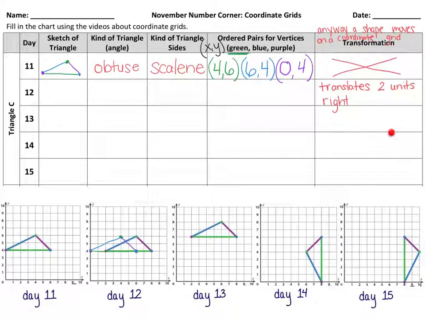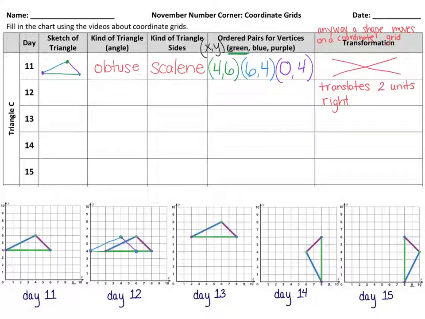I'm going to help you with the transformation. So, just like before, we have to take our points from day 12 and plot them on the day 13 coordinate grid. So let's look at it.